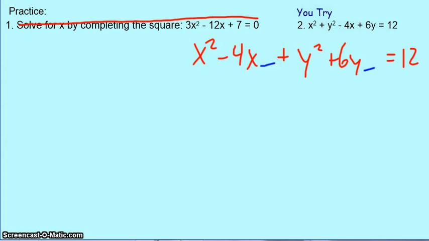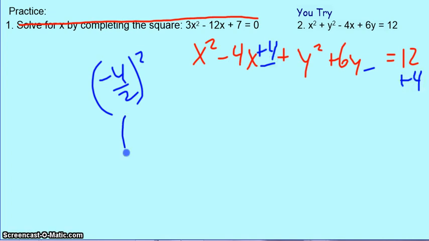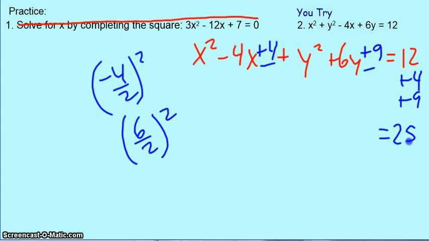Okay, so I need to do numbers here and here, and then I'm going to add them to the other side. So take half of b, negative 4 divided by 2, and square it. Is going to be 4. So I'm going to add the 4 and add the 4. I'm going to do the same thing with the 6. 6 divided by 2 and square it is 9. So I'm going to add the 9 and add the 9. Okay, so on the right side, when I add those together, 12 plus 4 plus 9, 25. And then I'm going to look at my x's and my y's and factor.